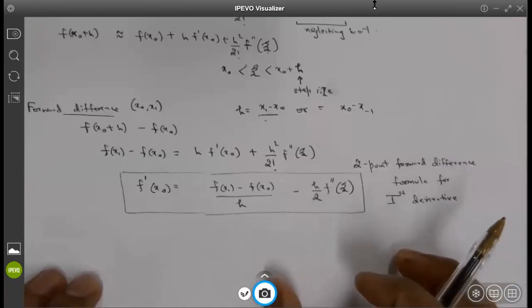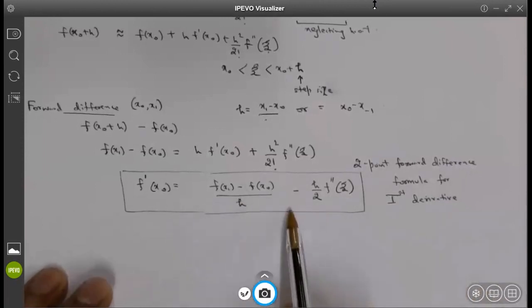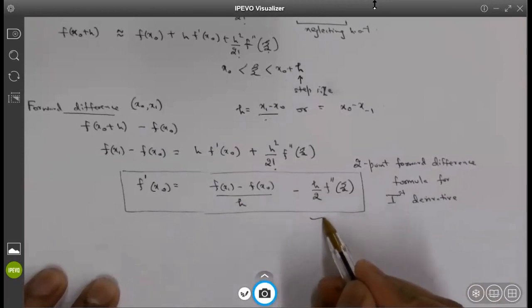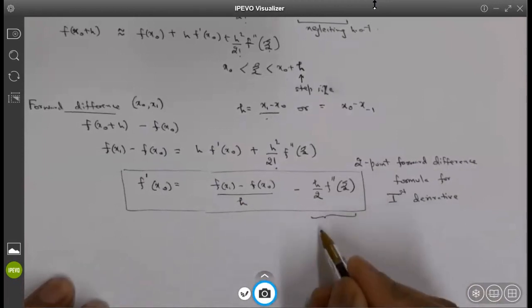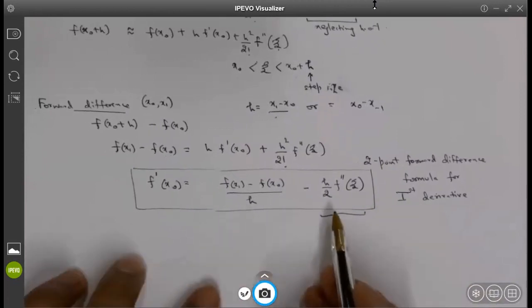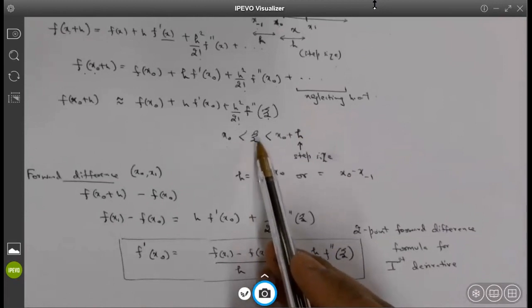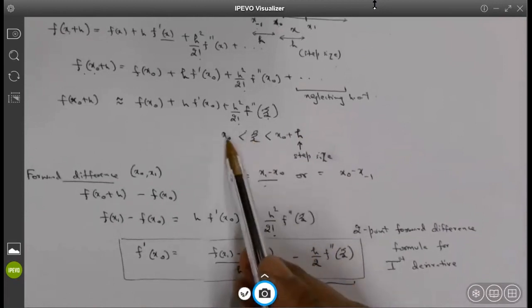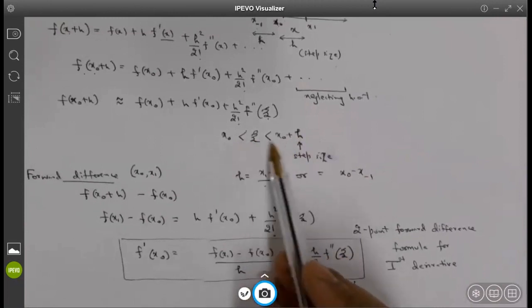Let me know if it makes sense to you guys. And what this formula is saying, so this is basically an error term, assuming that I do not know what zeta is. At this point, I have no idea what zeta is, but what I only know is that zeta lies somewhere between x naught and x1, or x naught plus h. So it lies somewhere in between these two numbers.